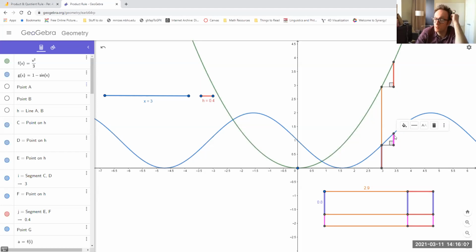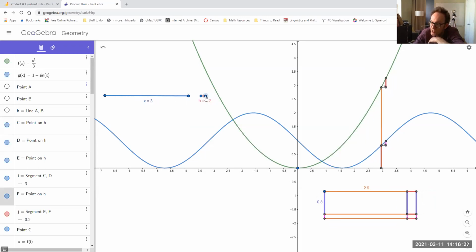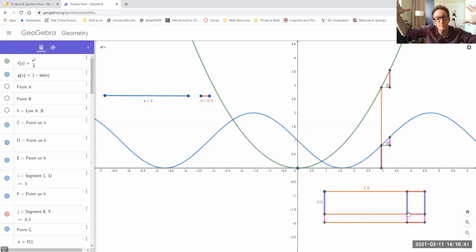And this little pink thing is the derivative of the blue function. So given some infinitesimal amount of time over here, this little pink segment is the derivative of the blue function. And so now as I change h, I can make that infinitesimal bigger and smaller. But basically what's going on here is a dynamic version of the picture I just presented in the previous slide. And so what is the overall change in the product of these two functions? It's just a big rectangle minus the little rectangle. So therefore, it's these three tiny pieces.